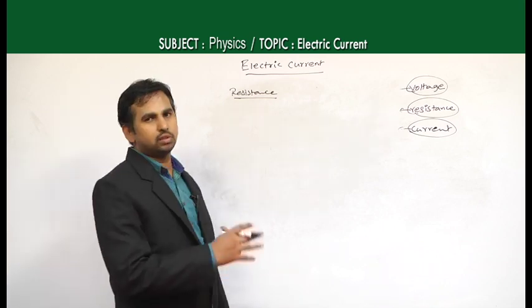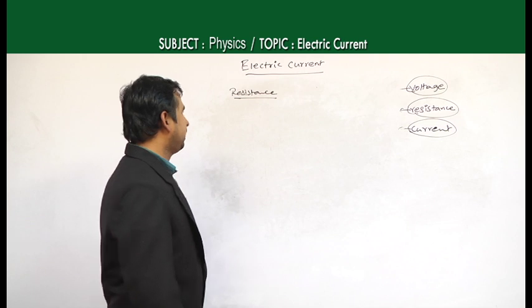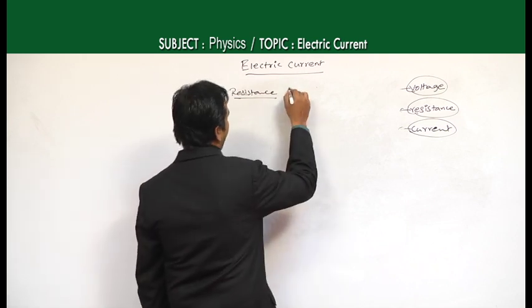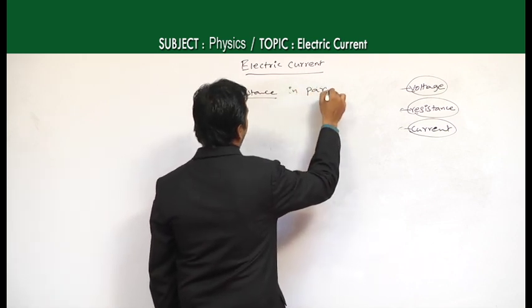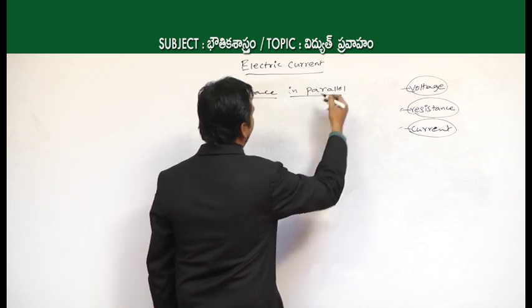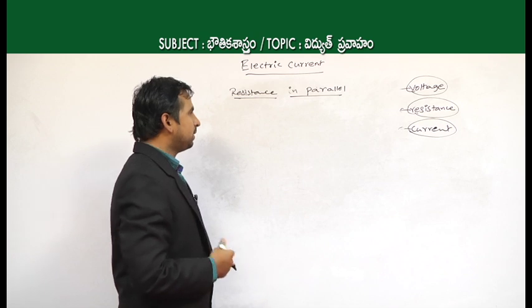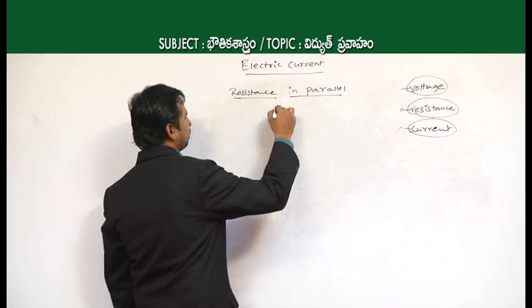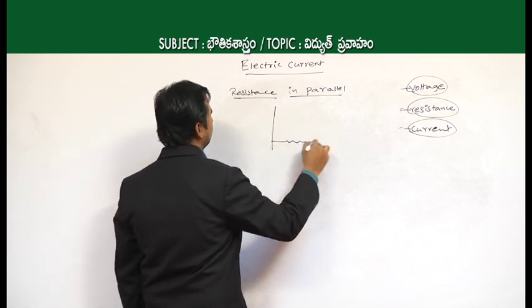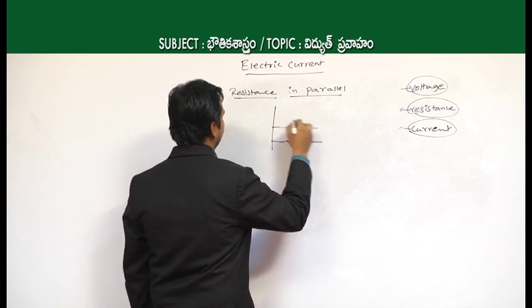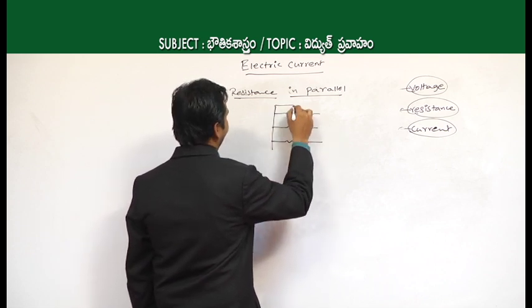Now, we have already seen resistance in series. Now we are taking resistance in parallel. When you take resistances in parallel, a parallel connection means each resistance is connected one on another, like this.